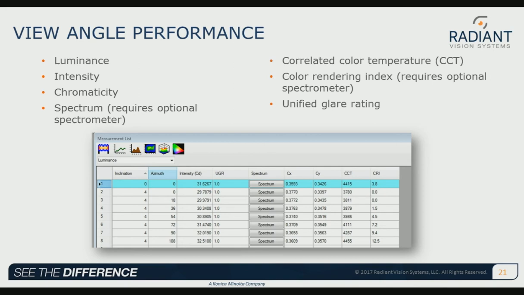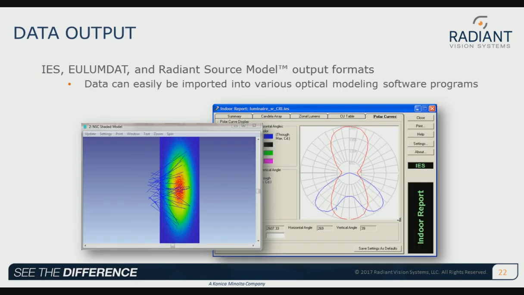Regarding view angle performance, a major benefit of that spectrometer addition to the colorimeter is that you can see how the performance of your light source changes as you're looking at it from different angles with respect to quantities such as correlated color temperature, CRI or color rendering index, and UGR or unified glare rating.